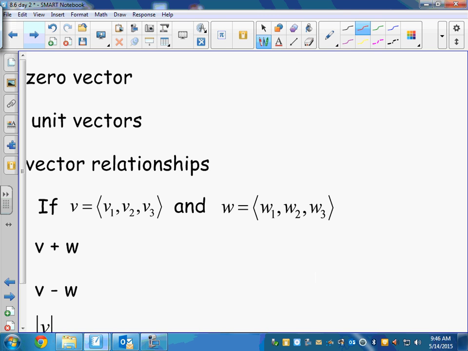What can we do with vectors? The zero vector is a vector made up of all zeros. In 2 dimensions, that's just the vector 0, 0. So in 3 dimensions, guess what it's going to be? 0, 0, 0. Yeah, we call that the zero vector, which is 0, 0, 0.